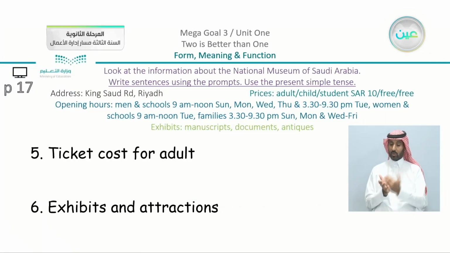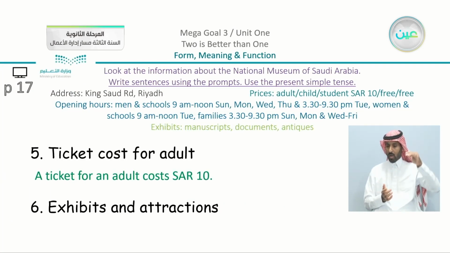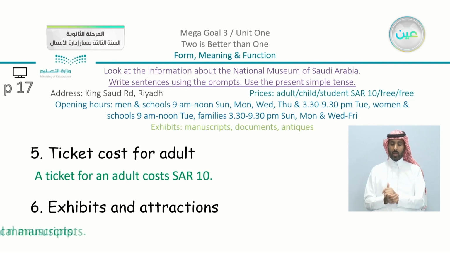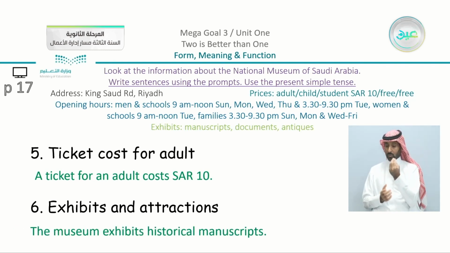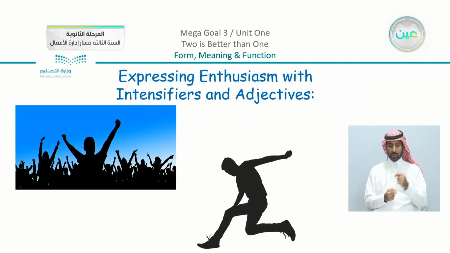The ticket cost for adults, we have here a ticket for an adult costs with an S, present simple, 10 Saudi riyals. And we have here exhibits and attractions. The museum exhibits historical manuscripts. So you can see in all these sentences we use the present simple.